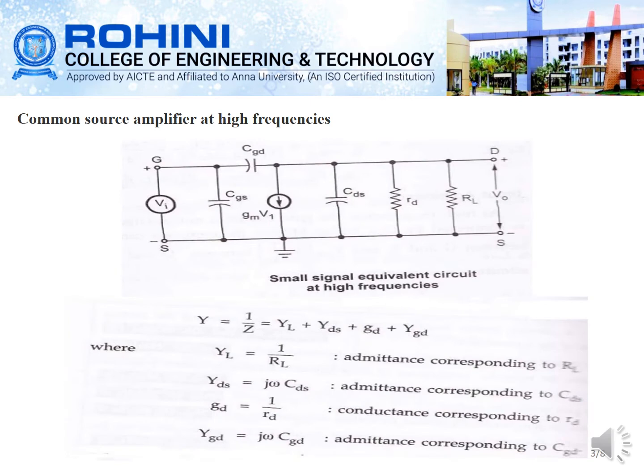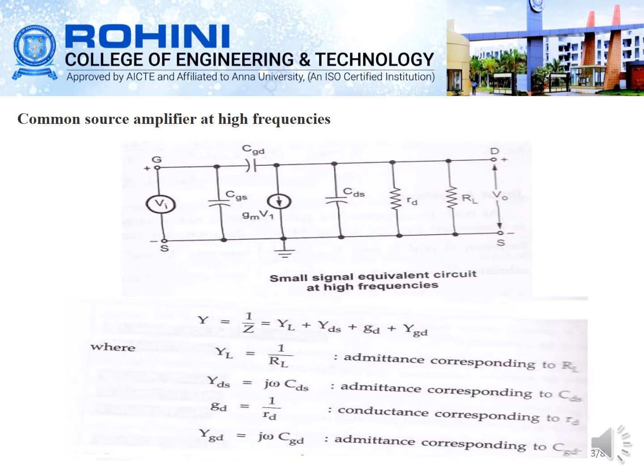Here we can see the circuit diagram, that is the small signal equivalent circuit of the common source amplifier. Since it is a common source amplifier, we are grounding the source terminal, that is CGS, CGD and CDS. Here you can find the capacitance CGS on the input side, and the feedback capacitance, which is CGD, and the output capacitance CDS, and the drain resistance RD, load RL and V0. Here Y is equal to 1 by Z is equal to YL plus YDS plus GD plus YGD.